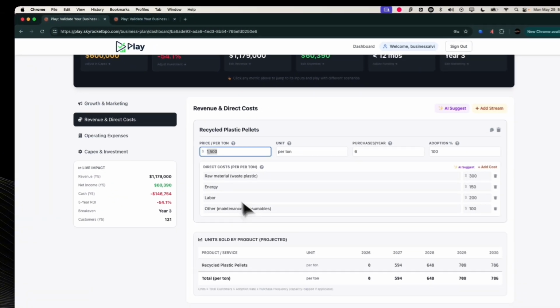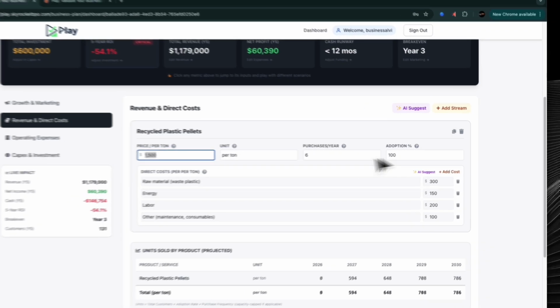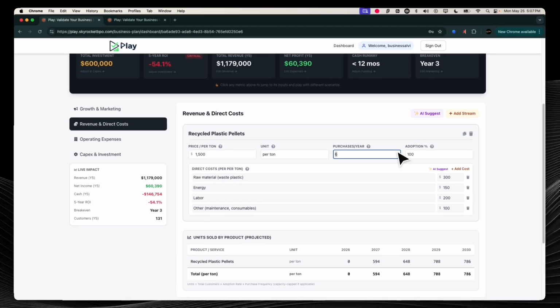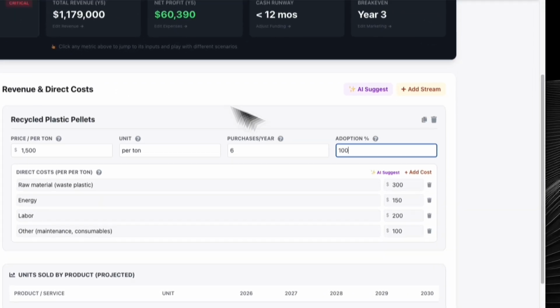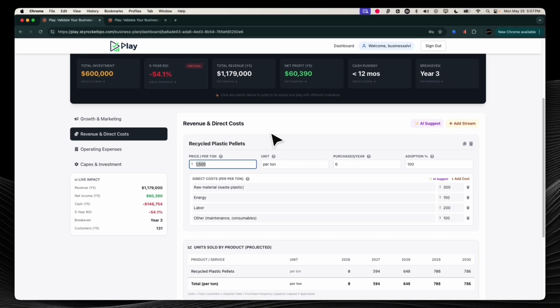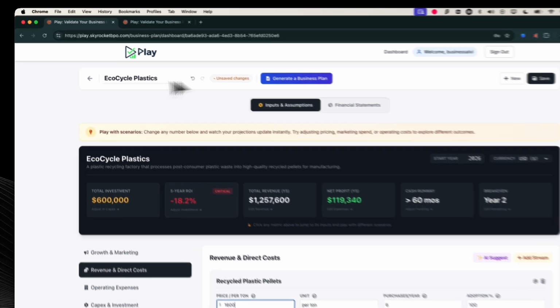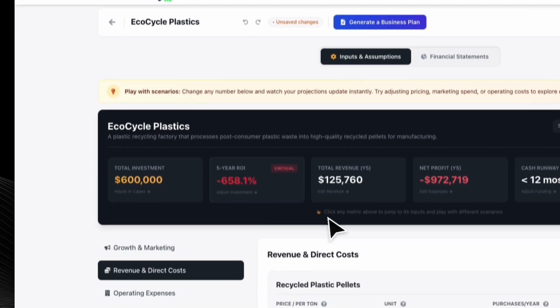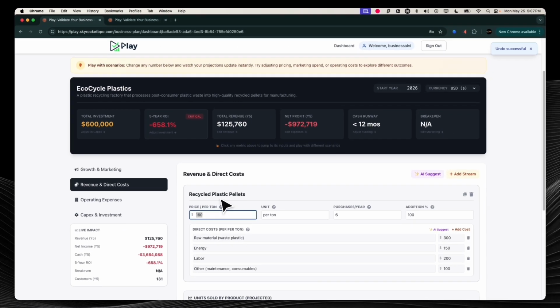Now if I increase the price or decrease the price, or increase the amount of sales per customer or adoption, these numbers will obviously change. For example, instead of 1,500, if I start charging 1,600, as you can see. So what was the situation earlier? If it's 1,500, then 60,000, and if it's 1,600, then we have 119,000. So as you can see, with small changes in pricing, a lot of stuff changes.